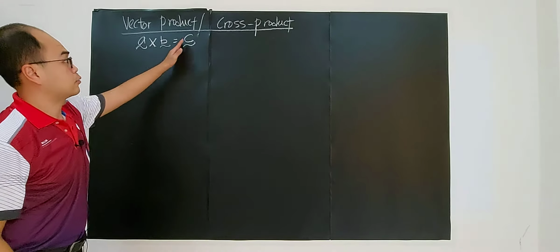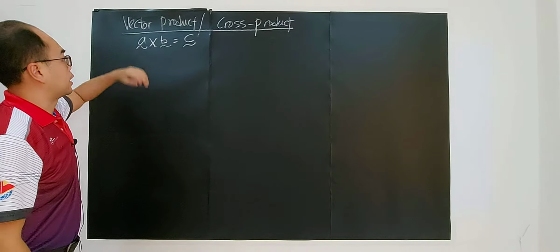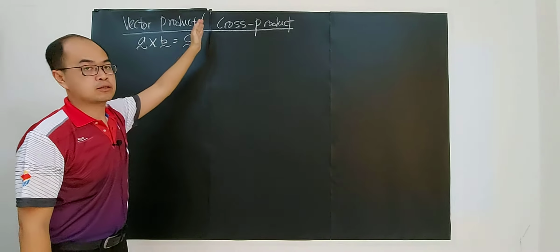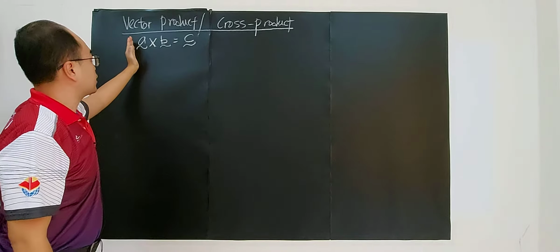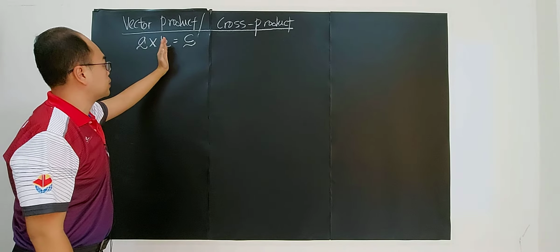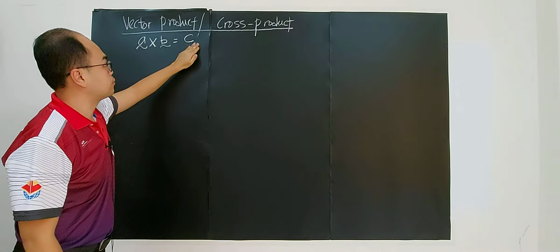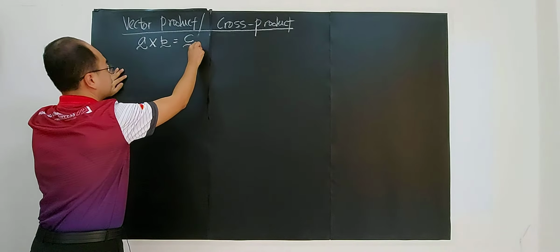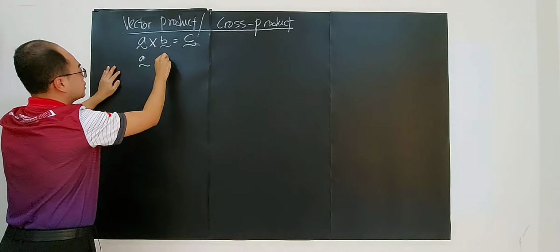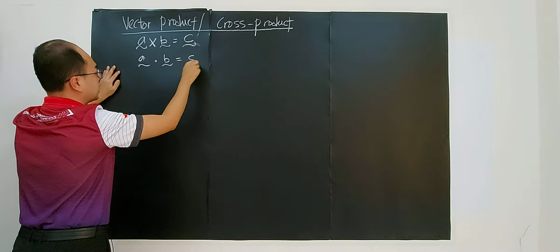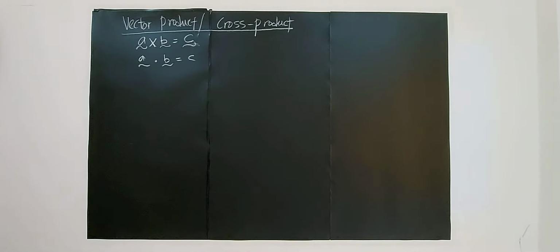Another vector quantity. Instead, with the scalar product or dot product, if you take vector A dot vector B, you will produce a scalar quantity. This means that if you do a dot product, you are getting a scalar quantity. It's not a vector product, it's a number.